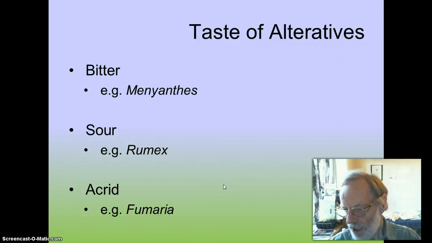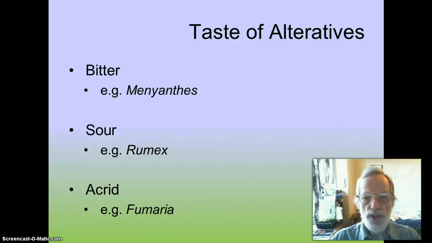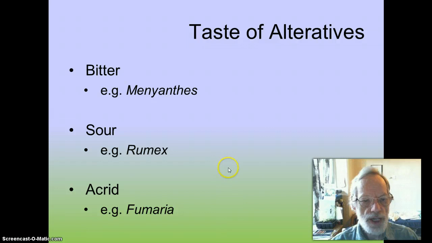Taste. What do alternatives taste like? Well, they pretty much all taste pretty yucky. They might be exceptionally bitter, like Menyanthes trifoliata, bog bean, or they could be sour, like Rumex crispus, and Rumex acetosella is quite sour as well. Country name for it in Scotland is sourock, so that tells you something. And in addition to that, fumitory is quite acrid, as you discovered the other week.